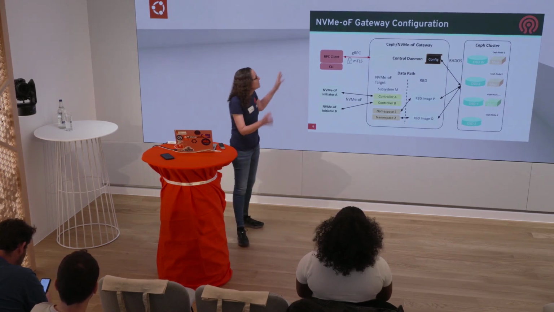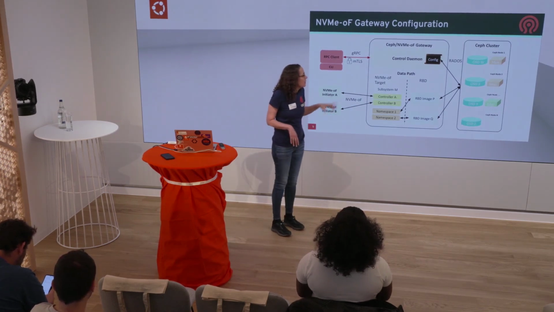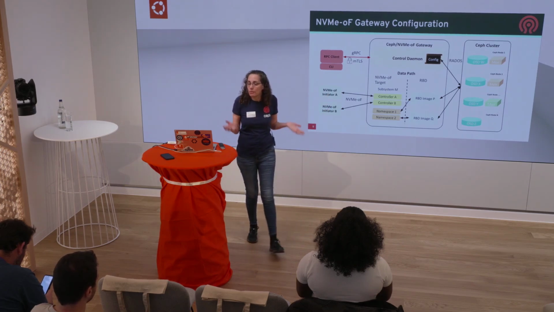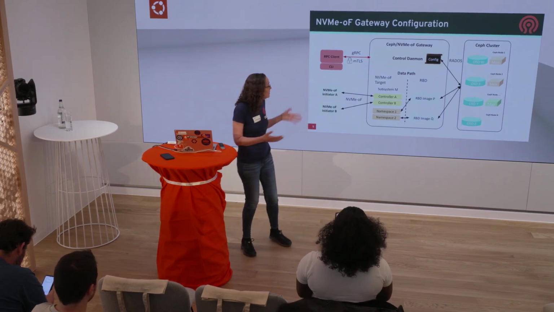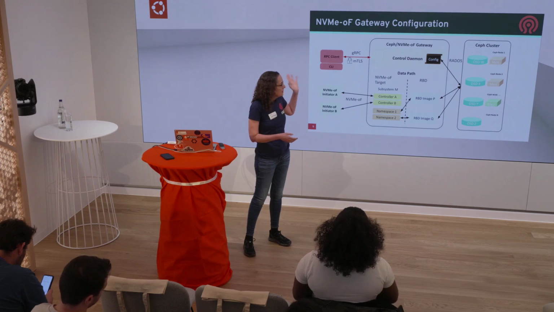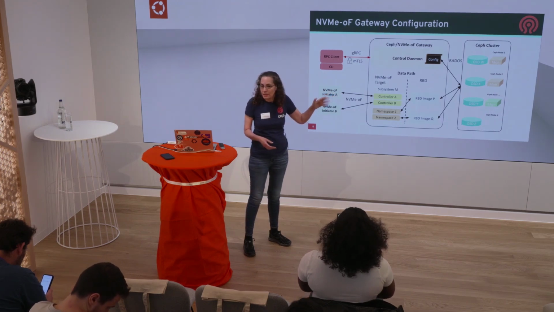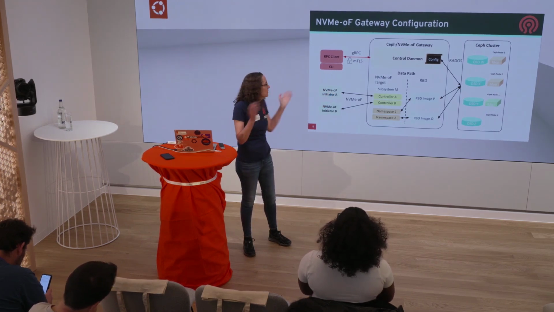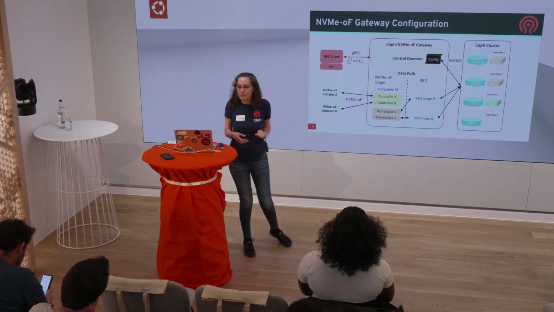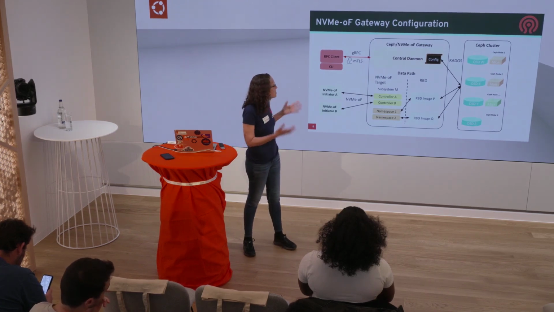So what is in this container? We have two parts. The first one is the control plane. We need to configure the mapping between the namespaces and the RBD images, access control, and the JSON that Aviv is going to talk about later. All of those we need to configure.